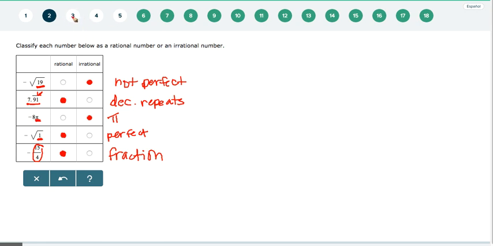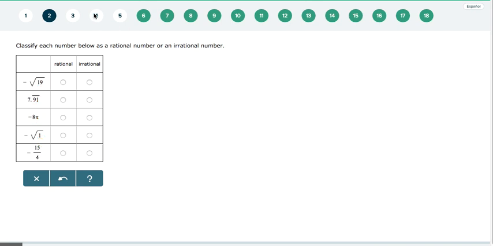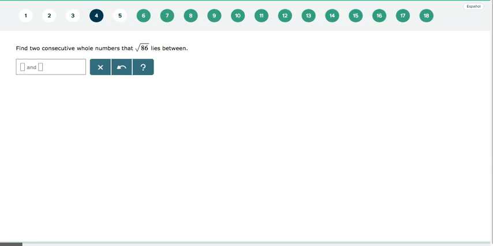Number 3 is the same type of question. So let's go to number 4. Find 2 consecutive whole numbers that square root of 86 lies between. So this is where I'm looking for a perfect square below and a perfect square above. You're going to need to know your perfect squares, at least up to 100. If you do, you know that 81 is below and 100 is above.